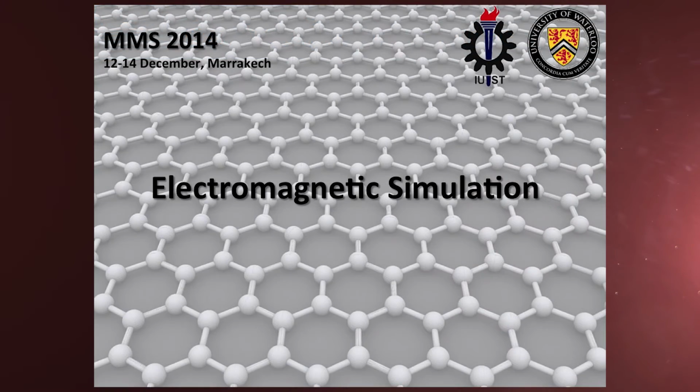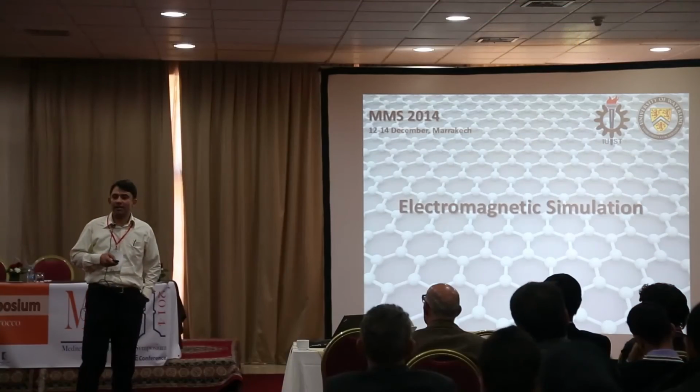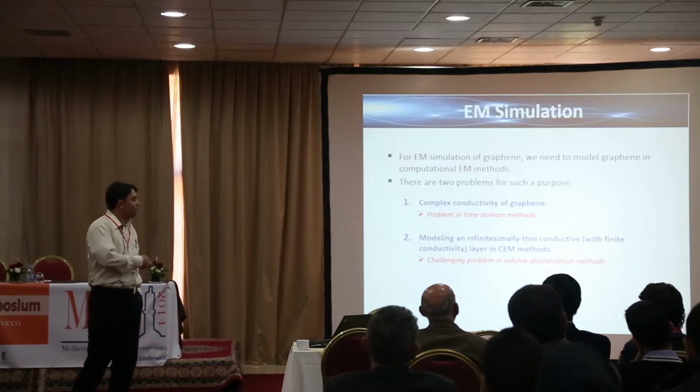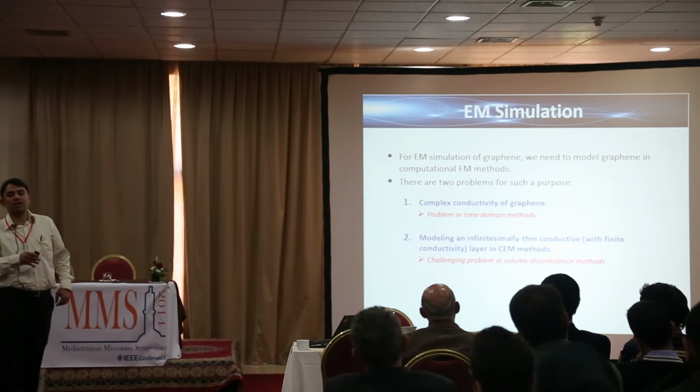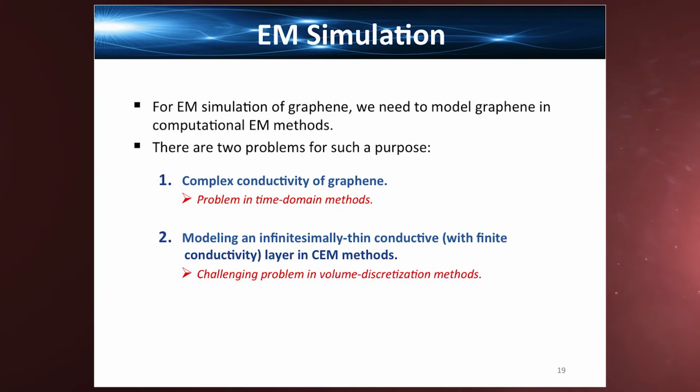And now, an important question: how can we model graphene in electromagnetic simulation? Electromagnetic simulation fairly means computational electromagnetic methods, and we need to model graphene in computational electromagnetic methods. There are two problems for such a purpose. First, the conductivity of graphene is a complex function of frequency. This is a problem when you are working with time domain methods, for example, finite difference time domain, finite integral method in time domain, and other time domain methods.